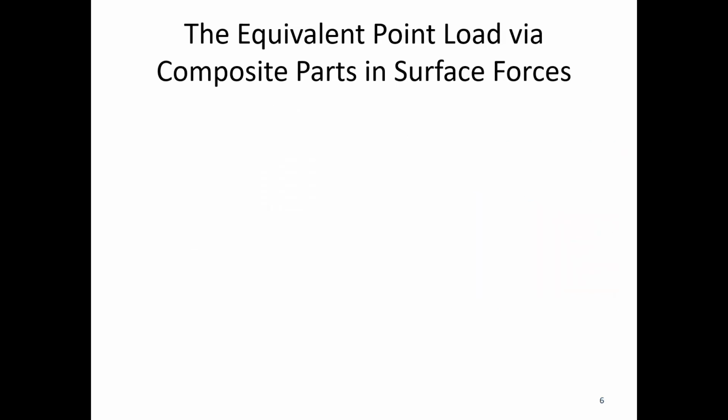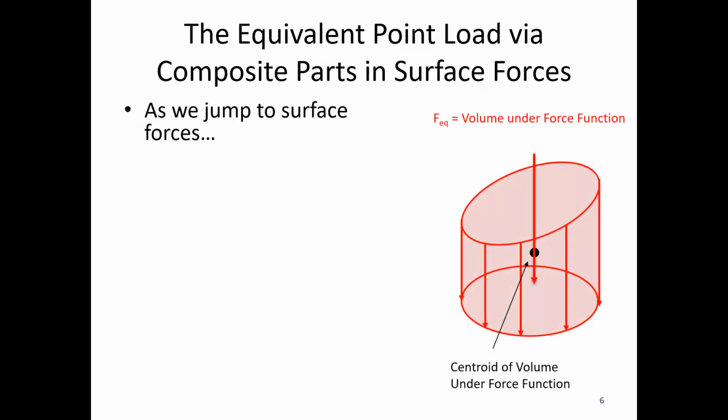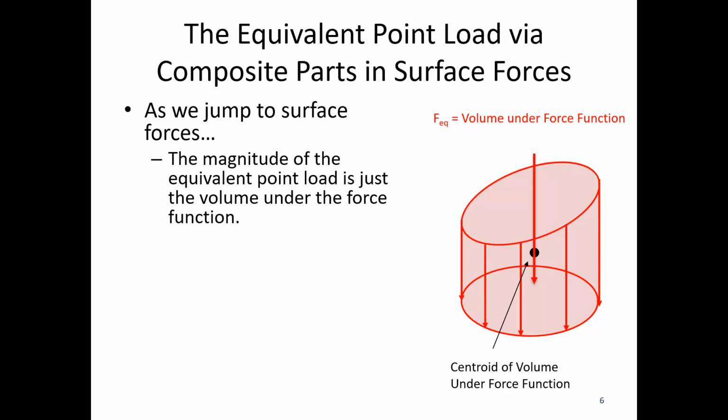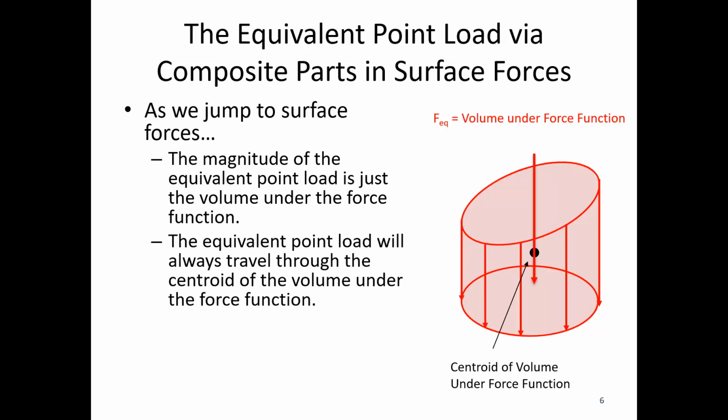If we jump to surface forces, say we've got some force distributed over X and Y, it's much the same process. The magnitude of the equivalent point load is now the volume rather than the area under the force function. The equivalent point load will still always travel through the centroid of the volume under the force function. In this case, we're going to need to find two of the three positions of the centroid, X bar and Y bar, which will be equal to XEQ and YEQ. If we're able to look that up, we can do that. If we can use the method of composite parts to find that centroid, that works as well.